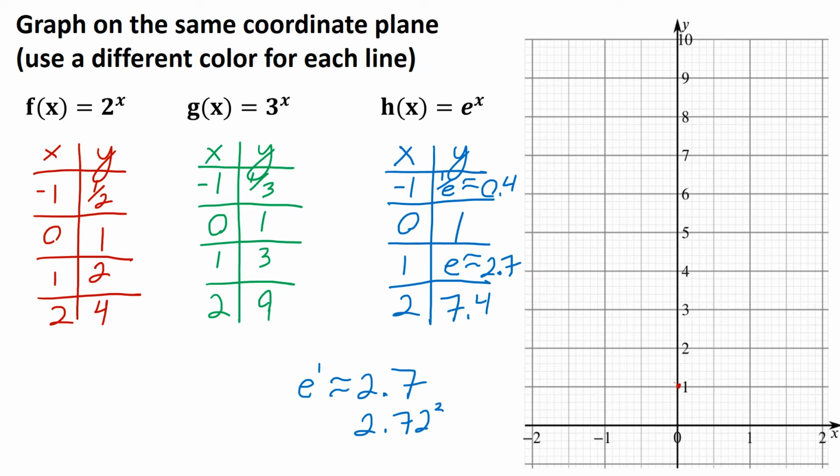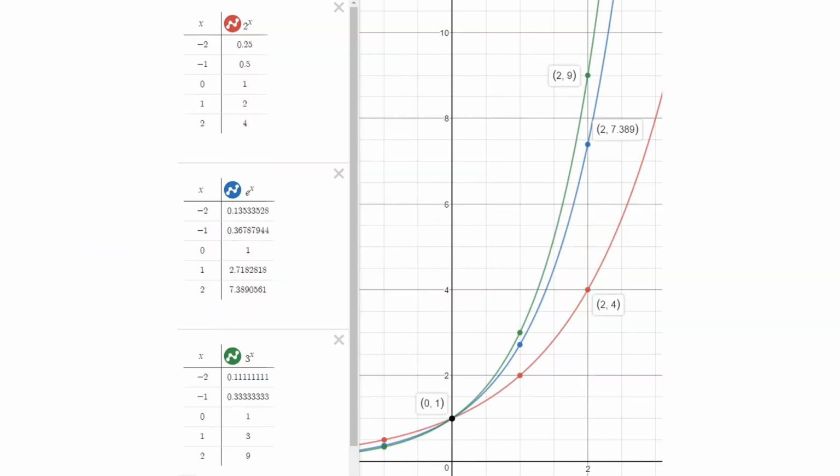Underline each one to show which color you're using. Here are the 3 graphs you should have. The lowest one here is 2 to the x power. The one in the middle is e to the x power, and the one that's the steepest is 3 to the x power. Notice that they all have one point in common, 0, 1. And e to the x power is always in between 2 to the x and 3 to the x functions. And that makes sense because e is just 2.7, and 2.7 falls between 2 and 3.